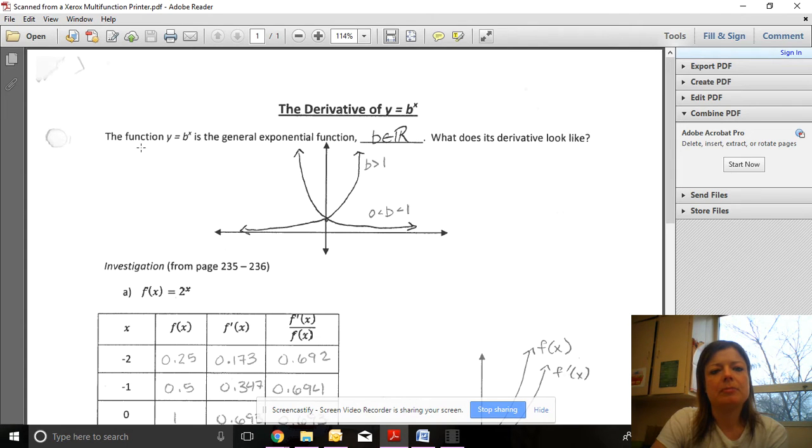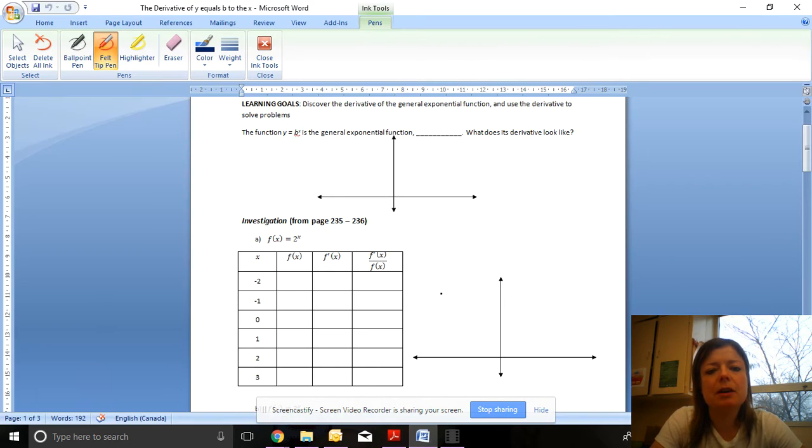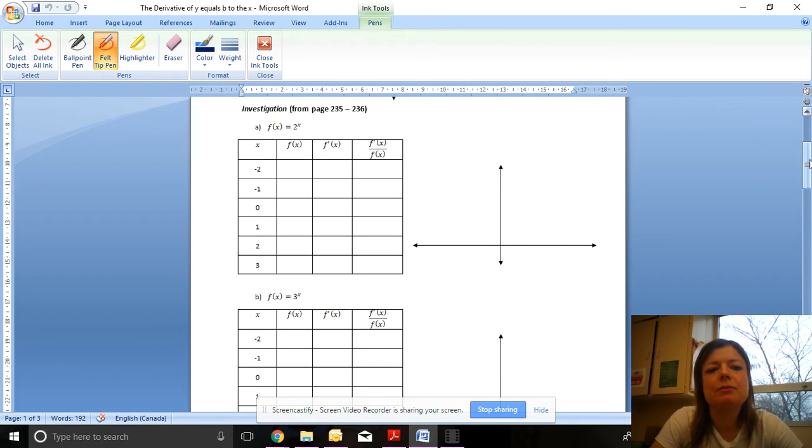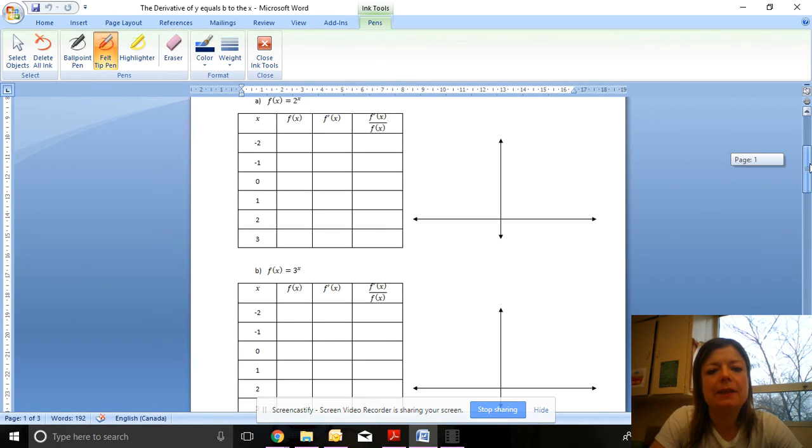So this is the general exponential function, b in the set of all real numbers, and this is its derivative, or what does its derivative look like? So this is what the function b to the x looks like if b is greater than 1, and this is what the function b to the x looks like if b is between 0 and 1. So if you go back to the document and fill that in, I actually want you to go ahead and do the investigation from page 235 in your textbook. So it's just going to be this part.